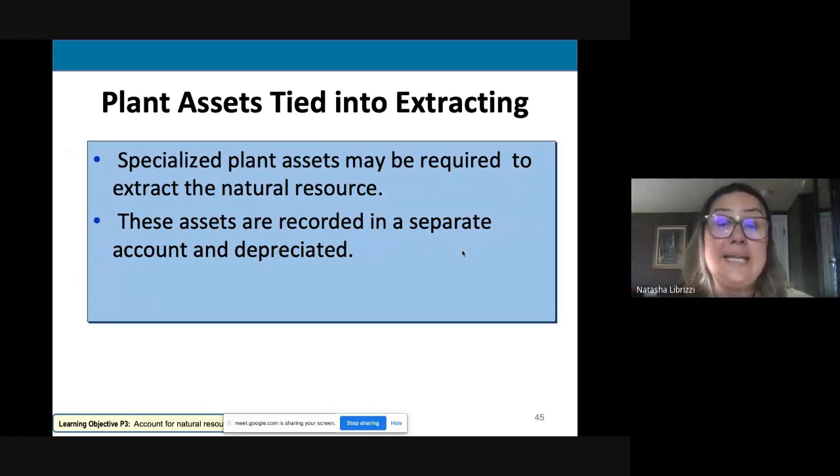So specialized plant assets may be required to extract natural resources, and those assets are recorded in a separate account. It could be a big, I wanted to say combine, but those big bulldozers and so on. I'm sure there's a specialized name for those units.